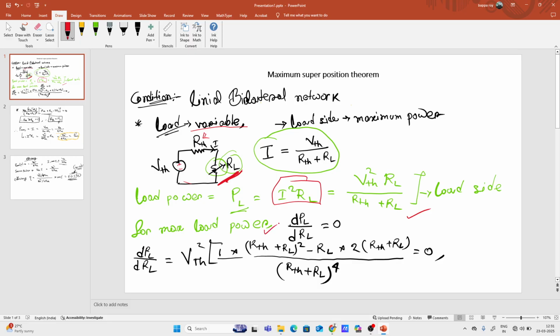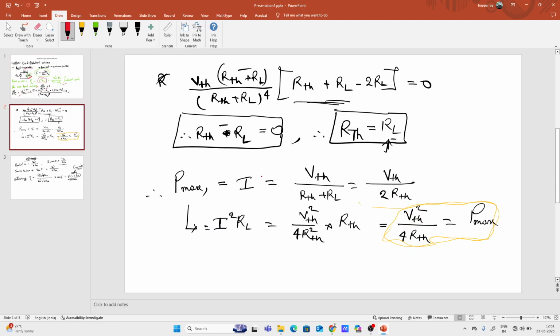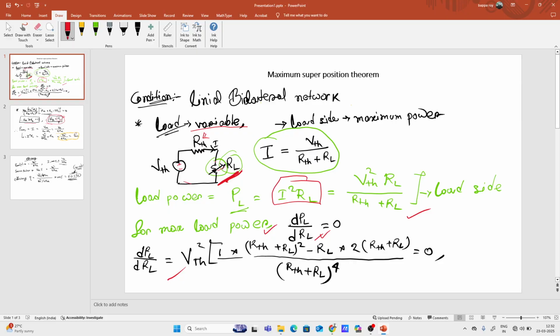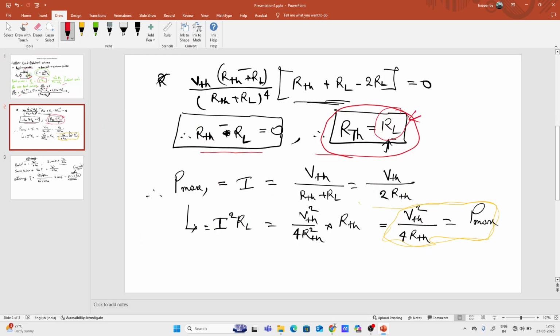For maximum power, if someone asks for maximum power, you have to do the derivative. Keep this in mind. If we do the derivative, what will come out? From there we can write RTH is equal to RL. So at this condition, the maximum power will flow. Means when the load resistance is the same as RTH, Thevenin's resistance, at that time maximum power will be delivered.